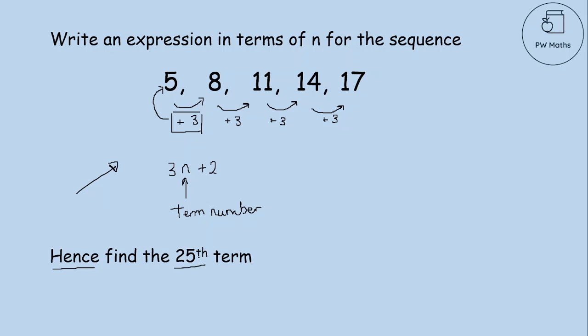Now I could add 3 each time until I get to the 25th term, but that might take me a little while. What I can do is substitute in 25 for n. 3 lots of n, which is 25, and then add 2. 3 times 25 is 75, adding 2 is 77. So the 25th number in this sequence would be 77.